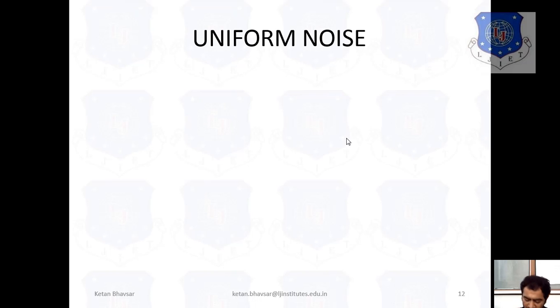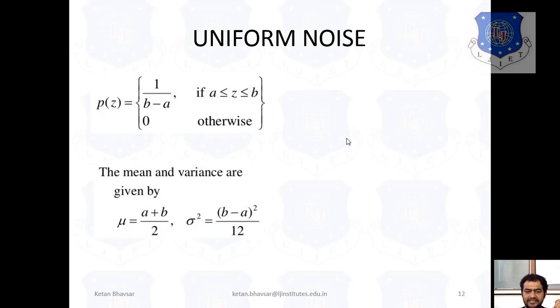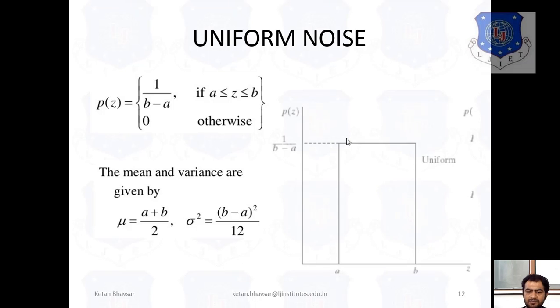Then we're talking about the uniform type of noise. P of Z is equal to 1 divided by (b minus a) for a less than or equal to z less than or equal to b, and 0 otherwise. Similarly, as I already told you, we have to take the mean and variance value, and again your graph looks like this. In this particular topic, first of all we have to write down the equation for f.